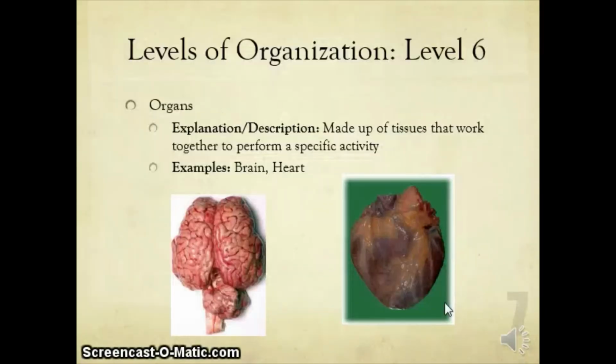If we take tissues and combine them together, we'll then form level 6, which is organs. Organs are made up of tissues that work together to perform a specific activity. So examples of organs, we have pictured here a brain, a sheep's brain, and we have a pig's heart pictured. Other organs would be the small intestines, the liver, pancreas, all of those would be organs.